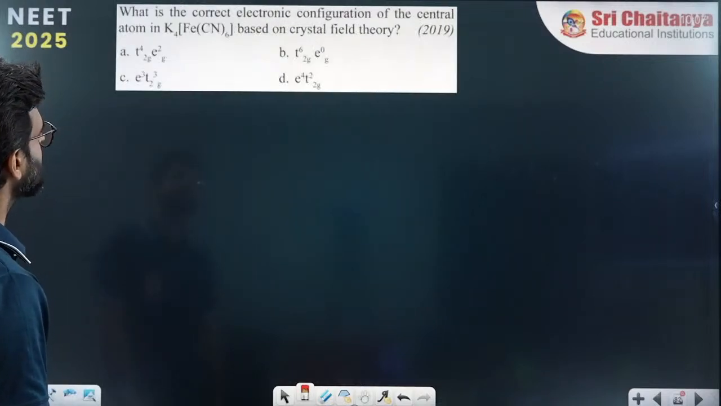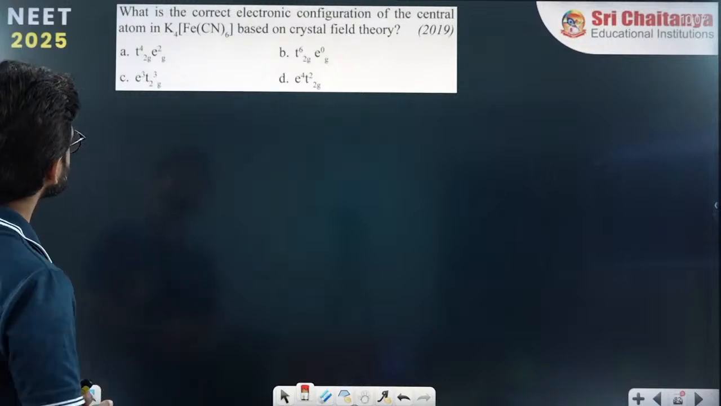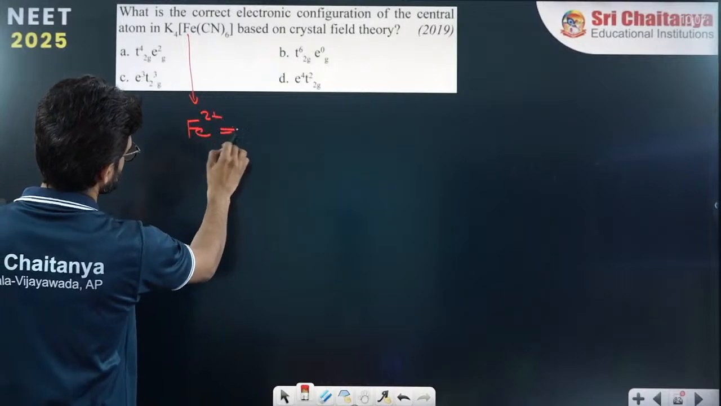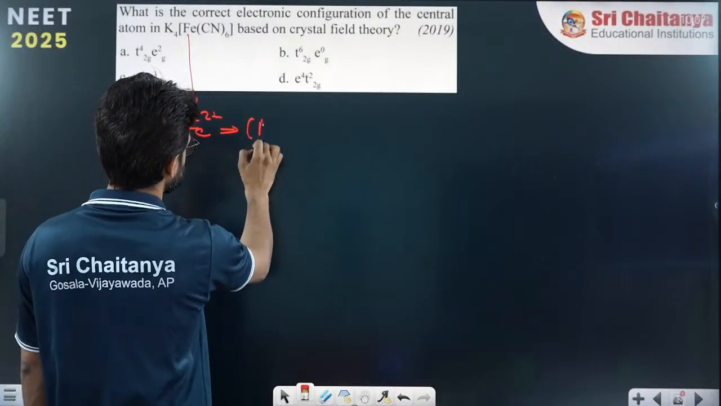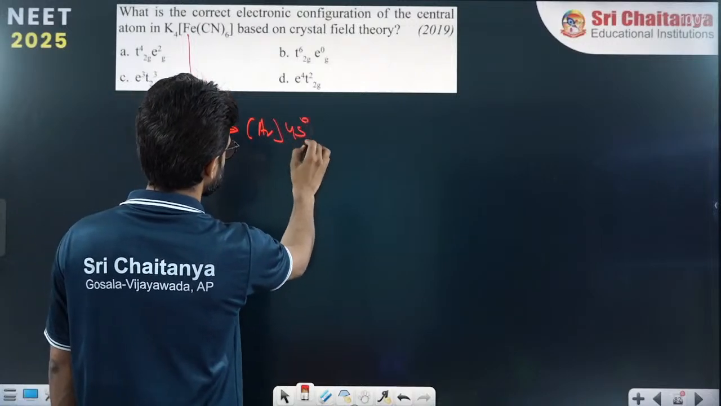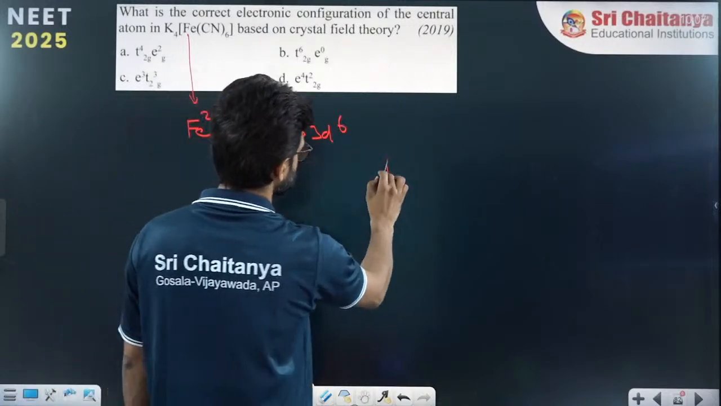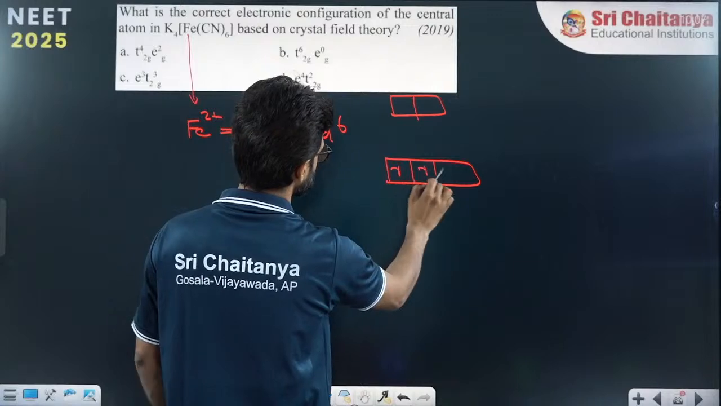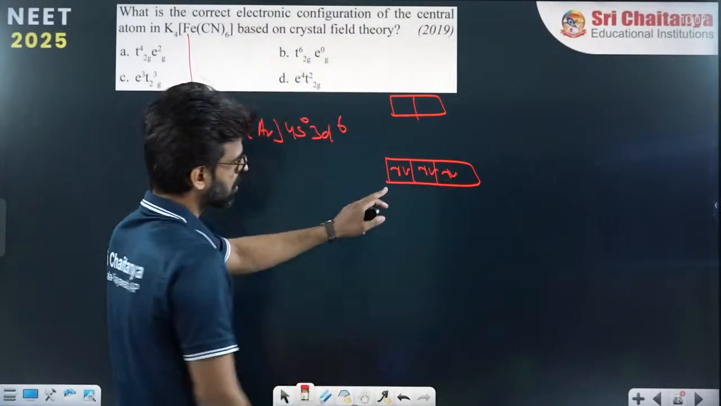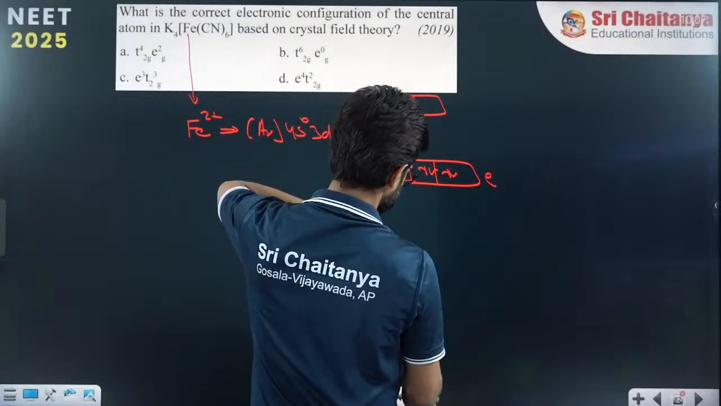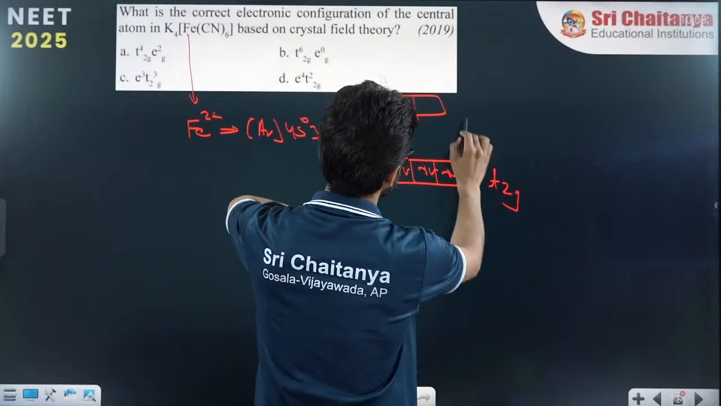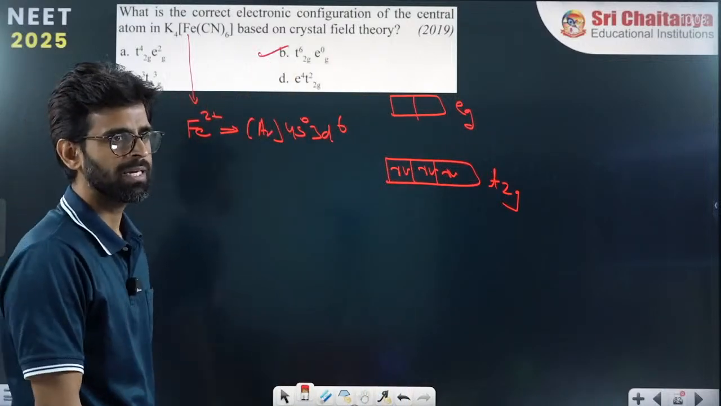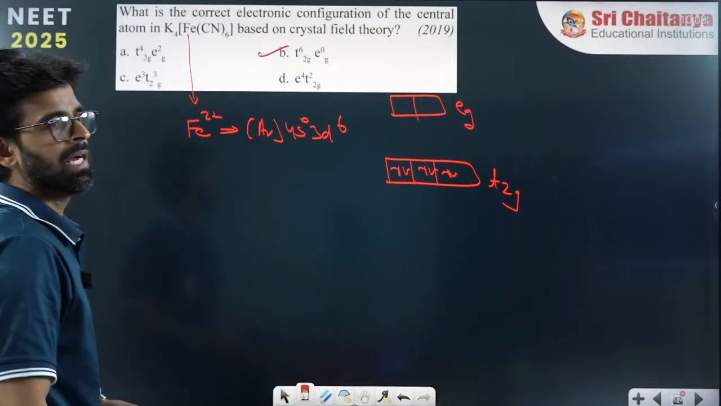Now what is the correct electronic configuration of the central atom in K4[Fe(CN)6]? Okay, let us see. If you see, Fe is plus 2 here, beta. Fe plus 2 means argon, 4s0 and 3d6, and a strong ligand. You go for the configuration. Strong ligand means large splitting. 1, 2, 3, 4, 5, 6. There is no electron in EG. T2G has all 6 electrons, EG has 0 electrons. So the configuration is T2G6 EG0, right? Okay.